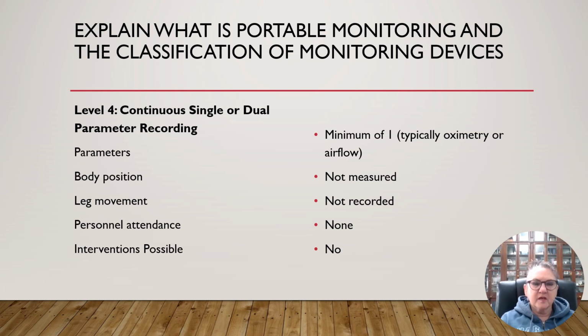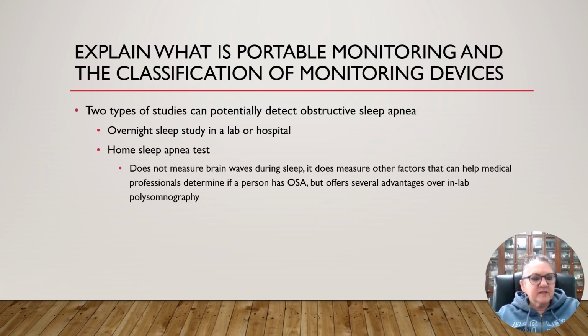The last one I want to talk about is continuous single or dual parameter recording. The parameters include a minimum of 1, typically oximetry or airflow. Body position is not measured. Leg movement is not recorded. Personal attendance, none, and interventions possible, none. Again, we're under the same objective of portable monitoring and a classification of monitoring devices.